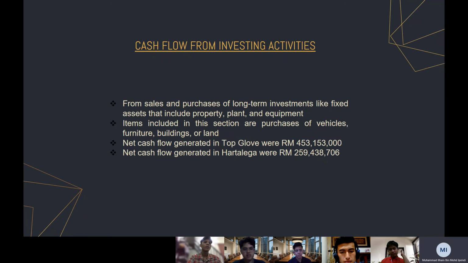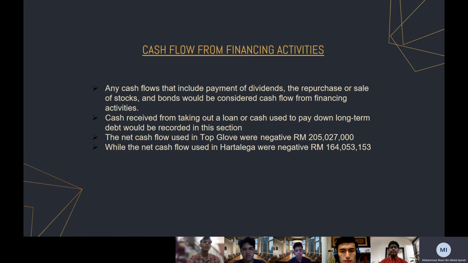Okay, for the last activities, which is the financing activities. In these activities, debt and equity transactions are reported in this section. Any cash flows that include payment of dividends, the repurchase or sales of stock and bonds will be considered as cash flow from financing activities. For investors who prefer dividend-paying companies, this section is important since it shows cash dividends paid, since cash, not net income, is used to pay dividends to shareholders.